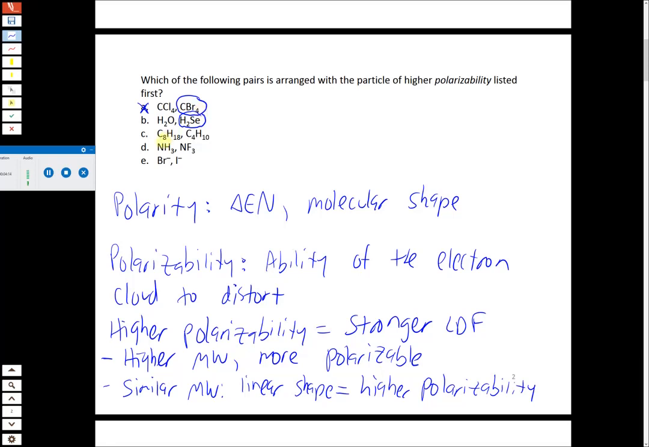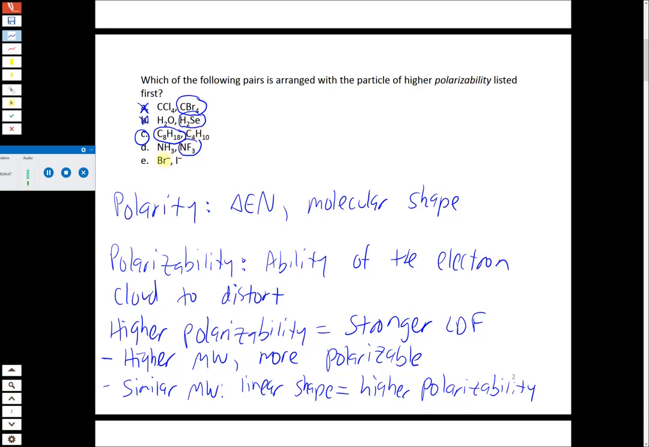But then if we look at choice C here, we have two hydrocarbons. Both of these are nonpolar, but C8H18 versus C4H10, the one that's larger, that has the higher molar mass, is going to be more polarizable. So this one, the first one, is the more polarizable of the two, so that's the answer we'd want to pick. The last two, D and E, NH3 and NF3, again, a little bit difficult to compare these in terms of polarity. They're both polar, but which one's more polar is not a simple comparison, but NF3 would be more polarizable because it has a higher molar mass, same shape basically.